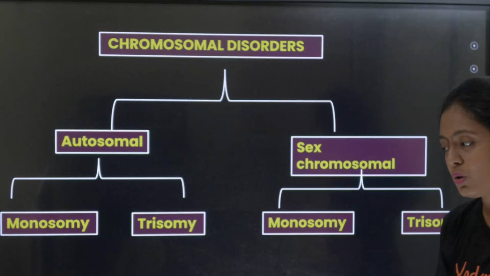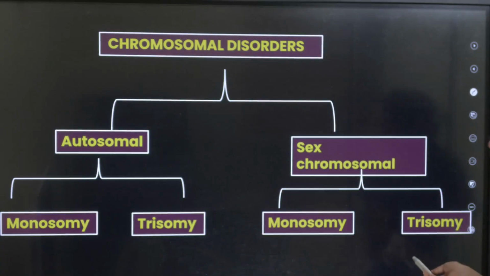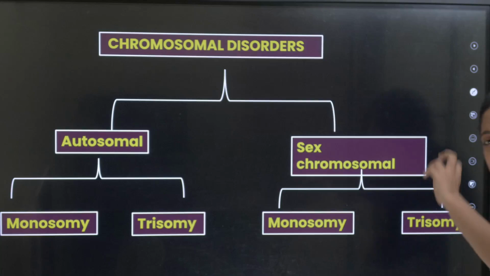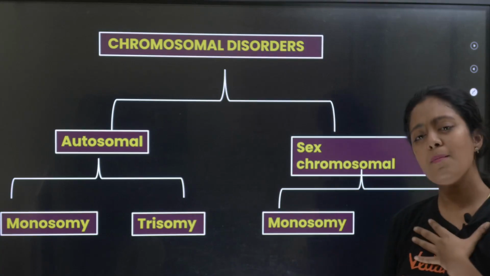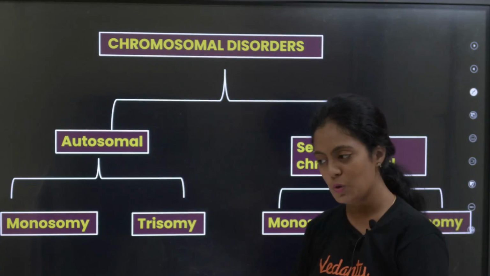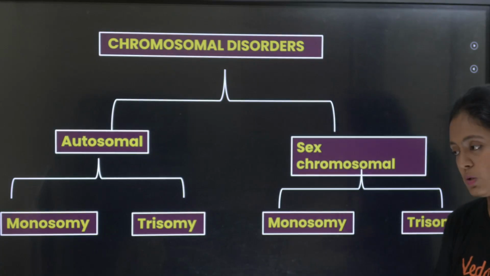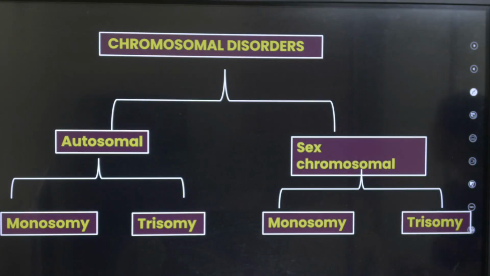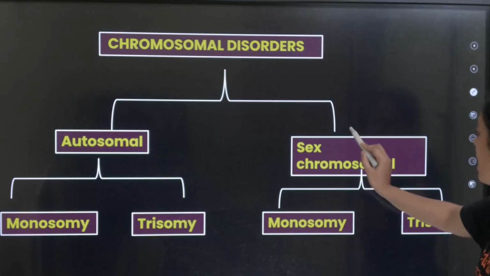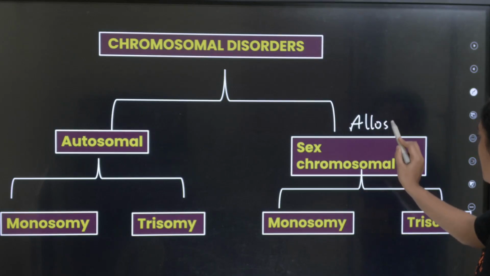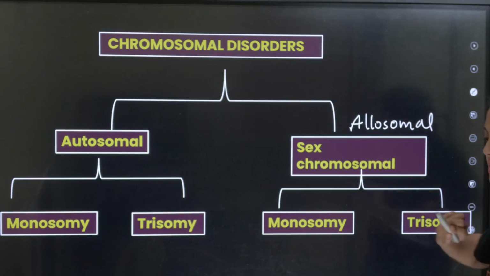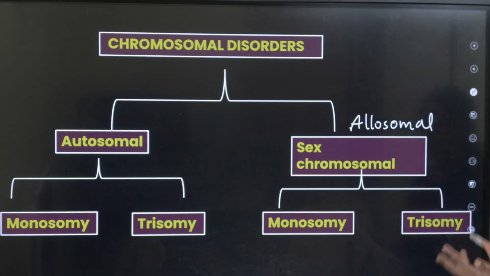Okay, so I already told you, you have monosomy and trisomy. So if it happens in autosomes, what are autosomes? My body chromosomes. Then we call it autosomal monosomy, autosomal trisomy. If it happens in my sex chromosomes, we call it sex chromosomal or allosomal. Okay, we call it by both the names, allosomal monosomy and allosomal trisomy.